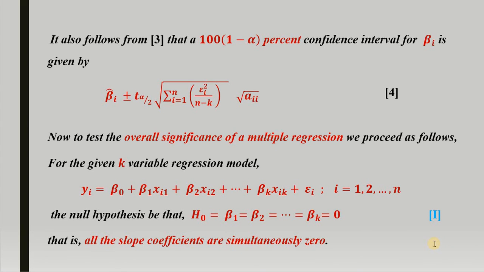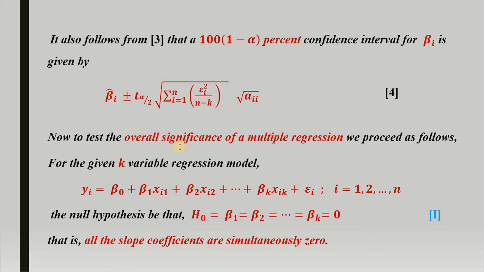And from there, we can construct a confidence interval, that is, the 100 into (1 minus alpha) percent confidence interval for beta i as beta i cap plus or minus t alpha by 2 into square root of summation i from 1 to n epsilon i square by n minus k into square root of a_ii. This is the 100 into (1 minus alpha) percent confidence interval for beta i. Similarly, we can construct a confidence interval for all beta i, i from 0 up to k.